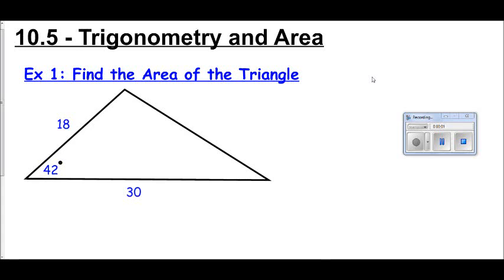So this video is on trigonometry and area. We can find the area of triangles when we're given everything that we need, or if we have a special right triangle. But let's say we wanted to find the area of this triangle given here.